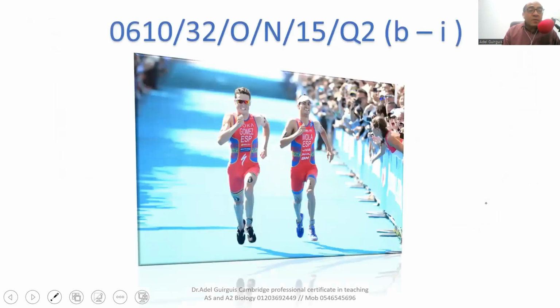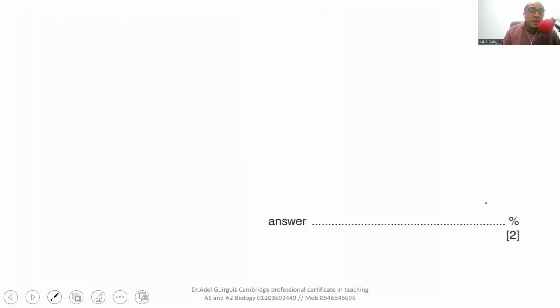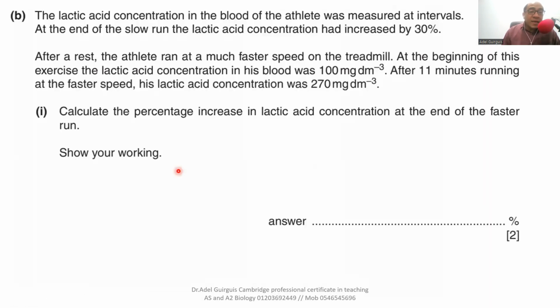Paper 3, variant 2, October/November 15, question 2, B single I. Here the lactic acid concentration in the blood of an athlete was measured at intervals. At the end of the slow run, the lactic acid concentration had increased by 30%.